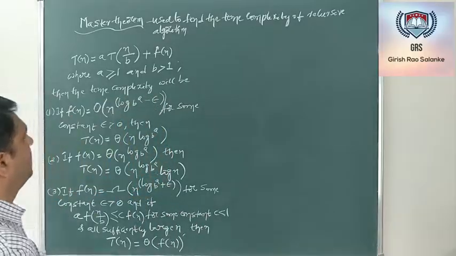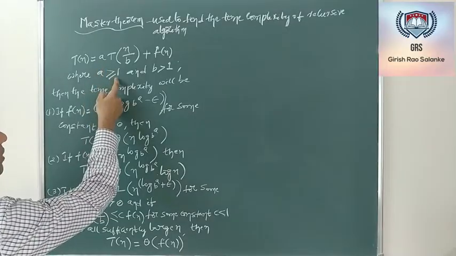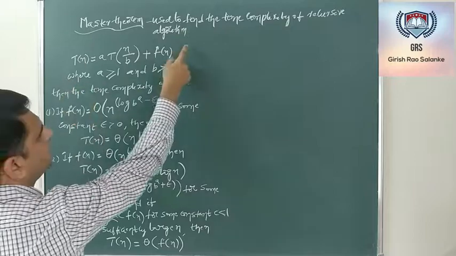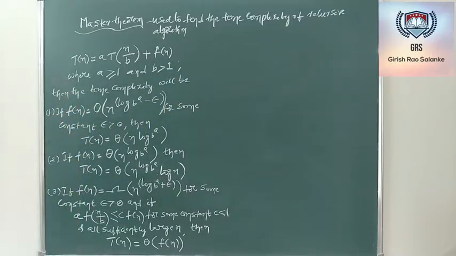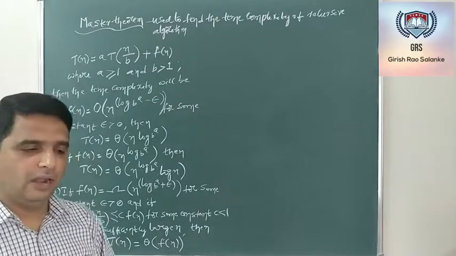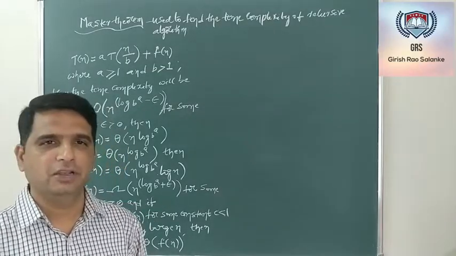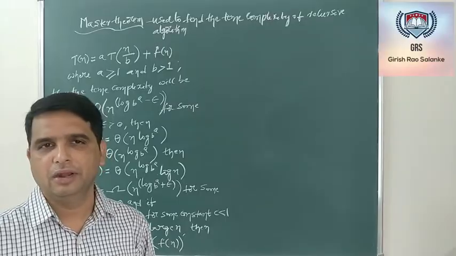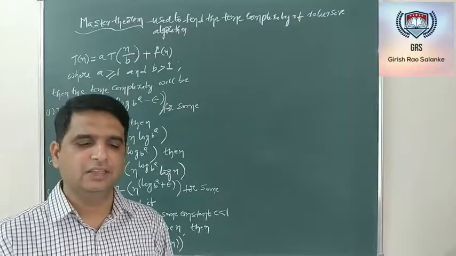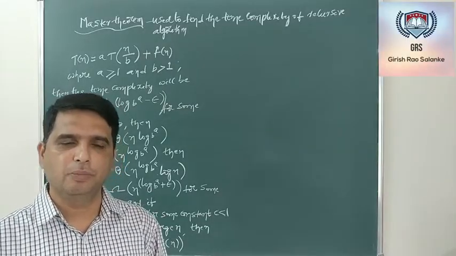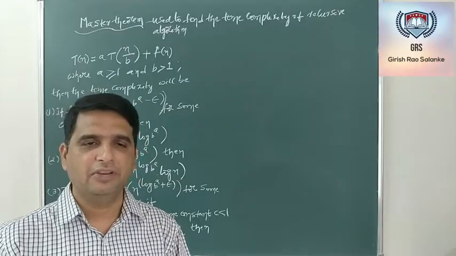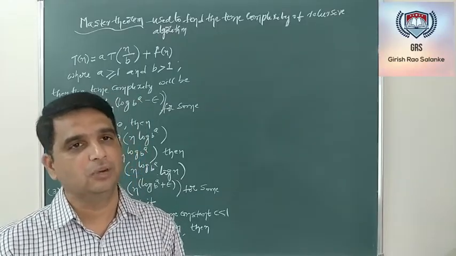So if you see here, a should be greater than or equal to 1 and b should be greater than 1. So we have a recurrence of this particular type, T(n) = a*T(n/b) + f(n), where f(n) is a function which can be asymptotically denoted. Generally, in case of divide and conquer, this f(n) is used to perform the conquering stage, or the combining stage after dividing the problem, to get the final solution.